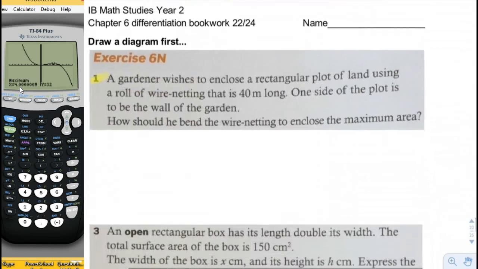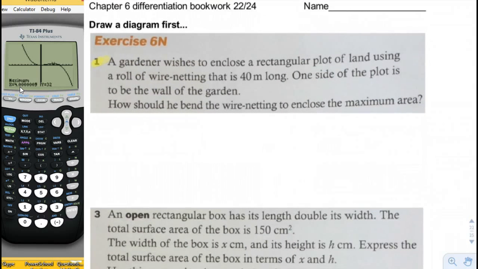A couple more problems on the last page. Now the hint I'm giving you is draw a diagram first when you have a word problem. A gardener wishes to enclose a rectangular plot of land using a roll of wire netting that is 40 meters long. One side of the plot is to be the wall of the garden.